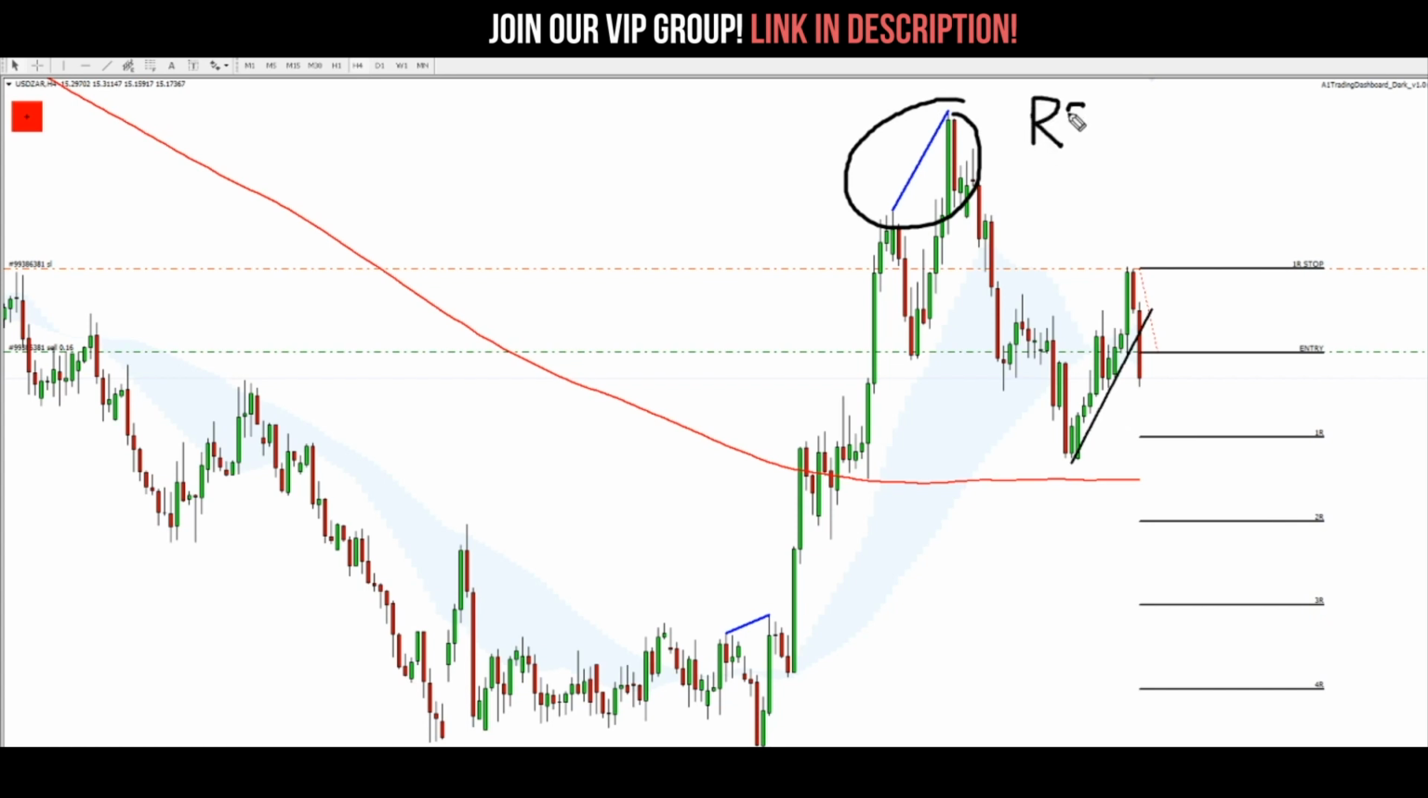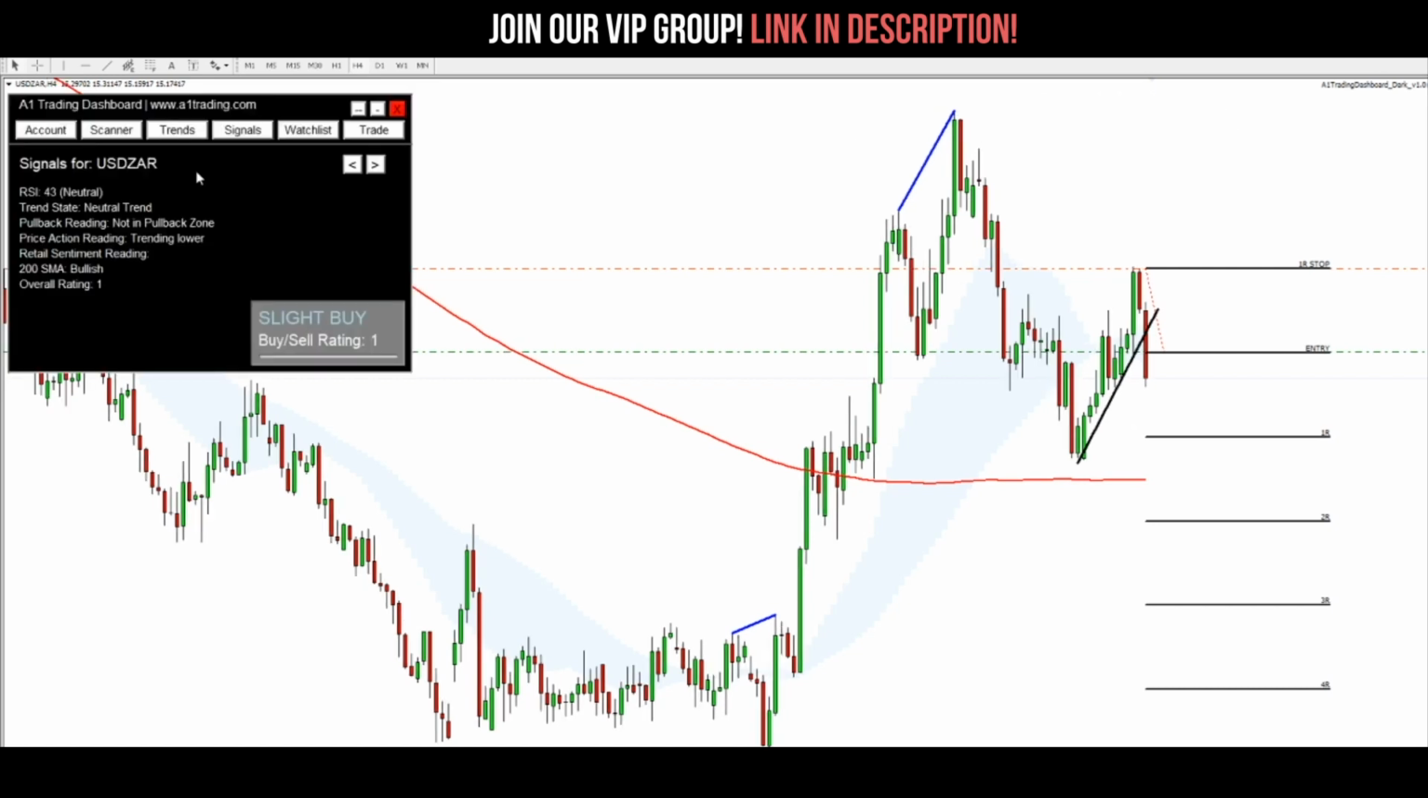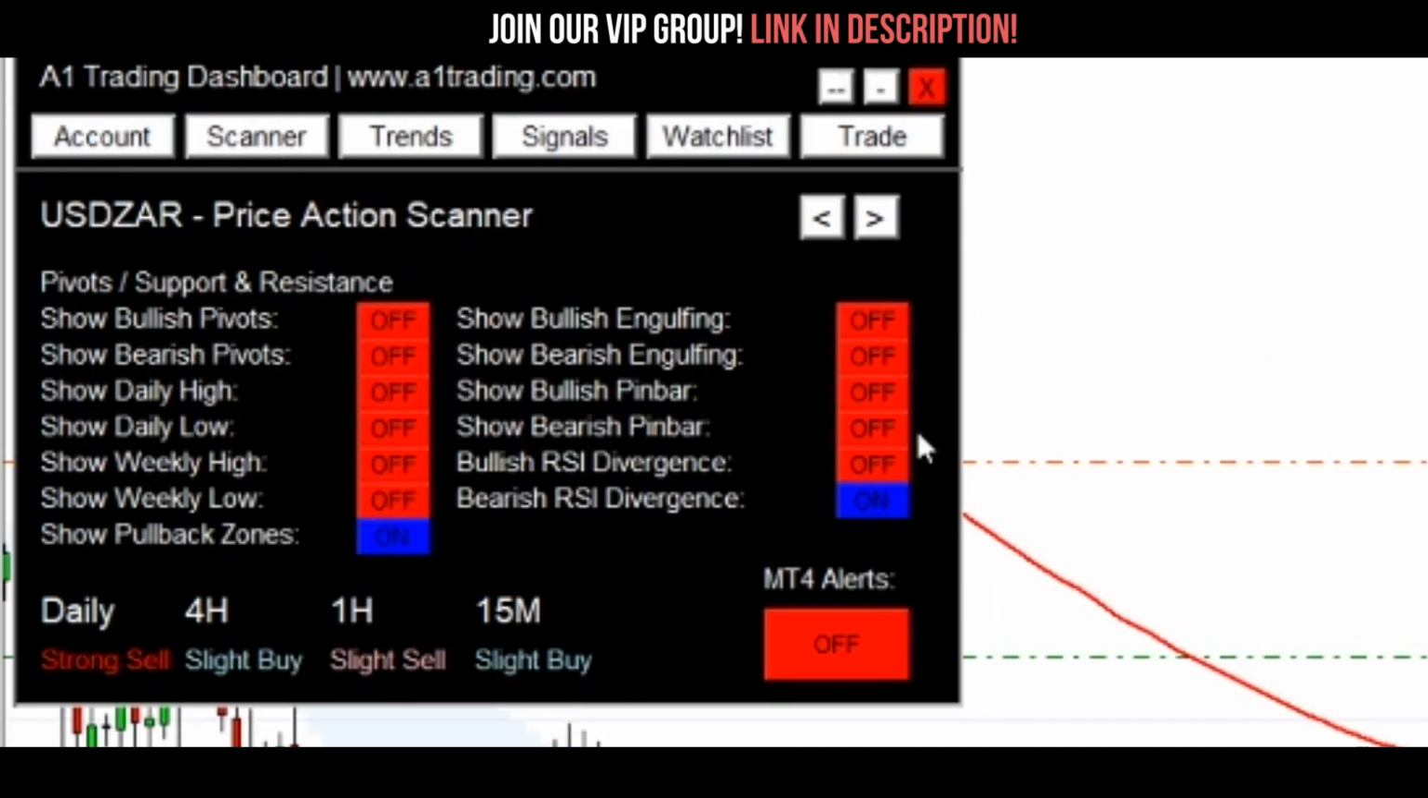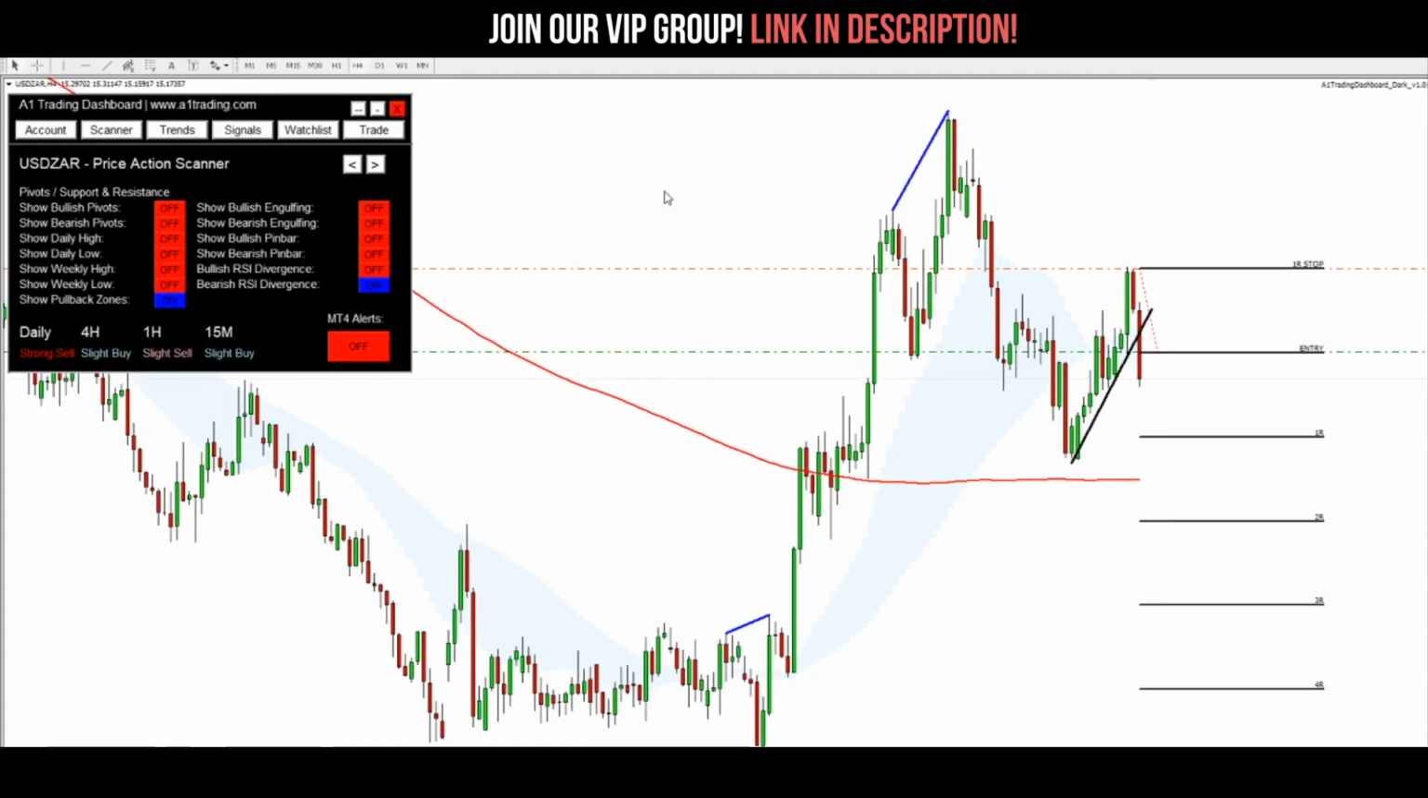Now, if you're not familiar with RSI divergence, we can actually take a look at the RSI. Let me just pull this up really quick. We'll go to the scanner section and you can see that I've got bearish RSI divergence turned on. So I was actually looking for potential signs of a turning point to go in favor of against this counter trend to the upside and in favor of that long-term trend to the downside.